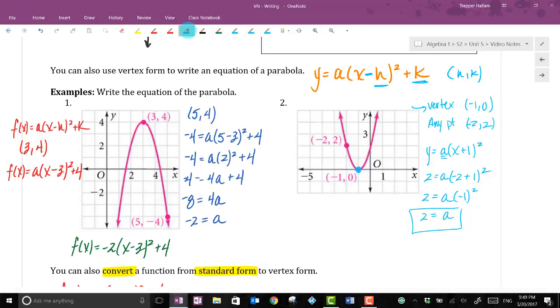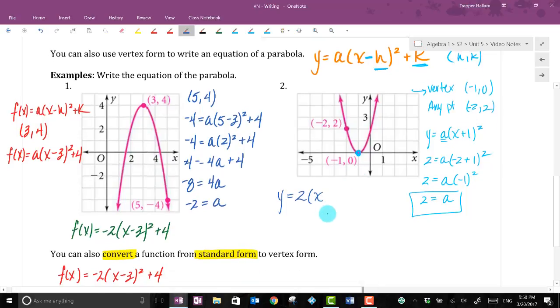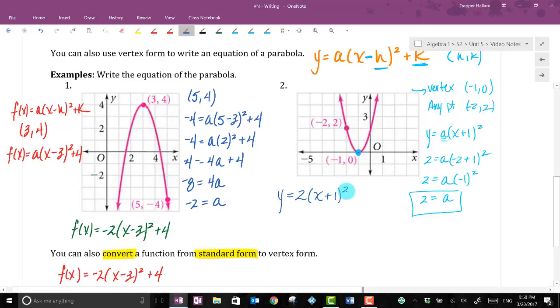Now we should be able to go ahead and write our vertex form. So here is us writing this equation. Y equals our a value, which is 2, and then x minus our h, which we've already partially written right here, which happens to be a +1 squared, and we don't write +0. And there you go. You just wrote the equation for a vertex form of a quadratic function, or a parabola better known.